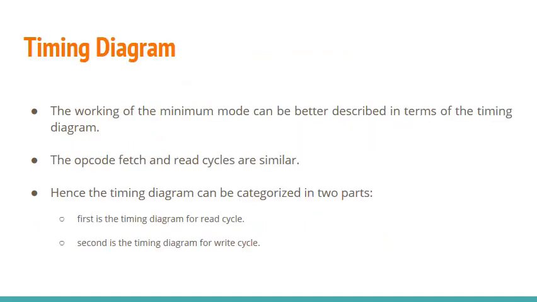The timing diagram for the minimum mode of 8086. We can understand the minimum mode working better if we look into its timing diagram. In the minimum mode, the opcode fetch and the read cycles are similar, and hence the timing diagram can be divided into 2 parts: the timing diagram for the read cycle and the timing diagram for the write cycle.